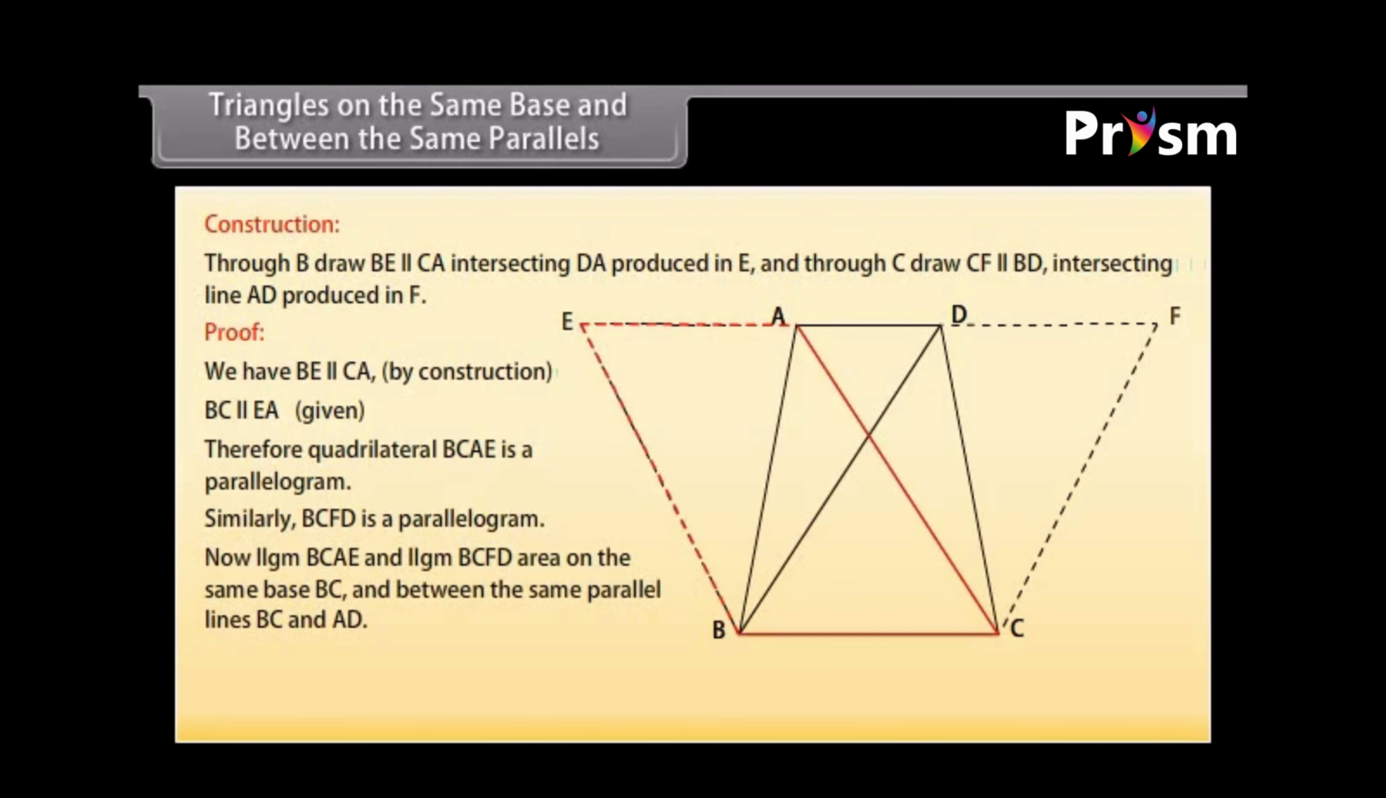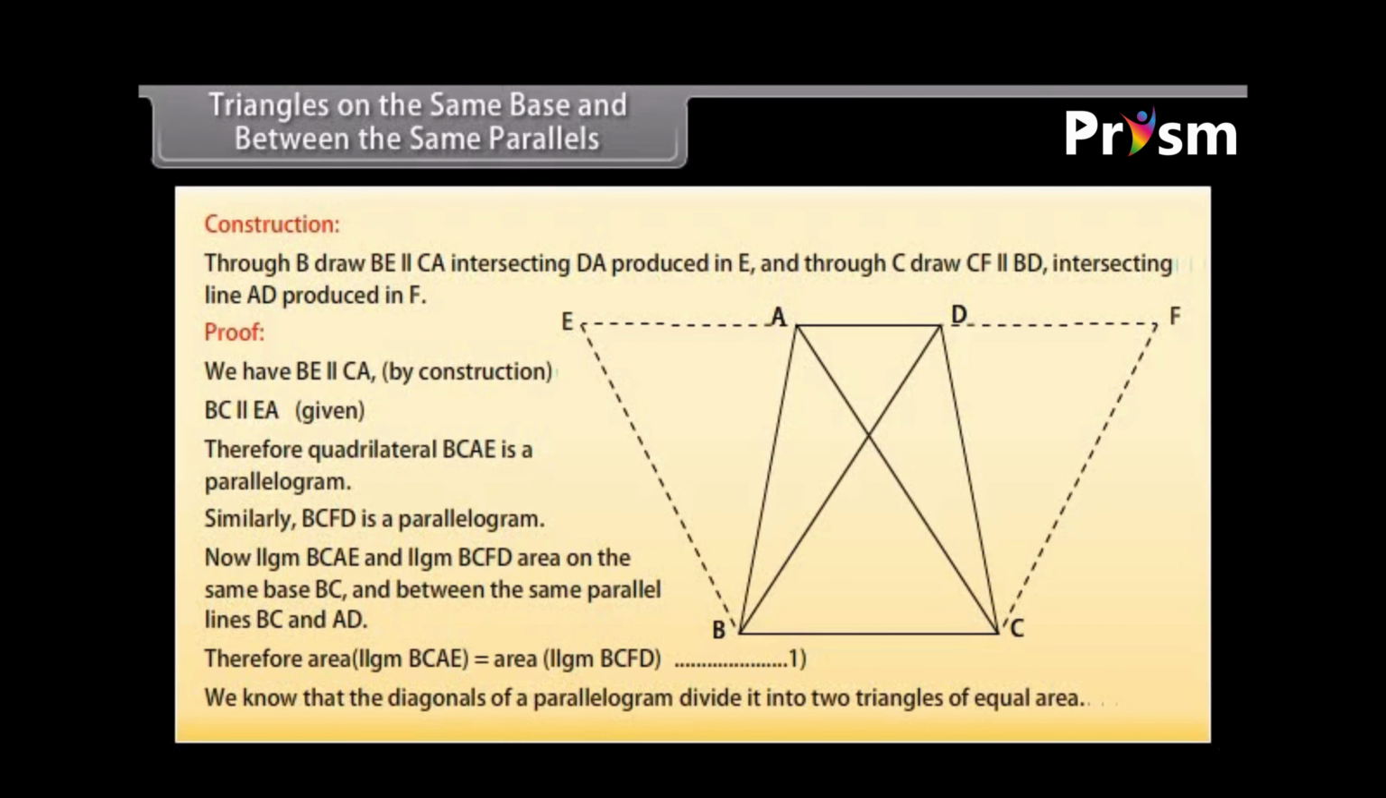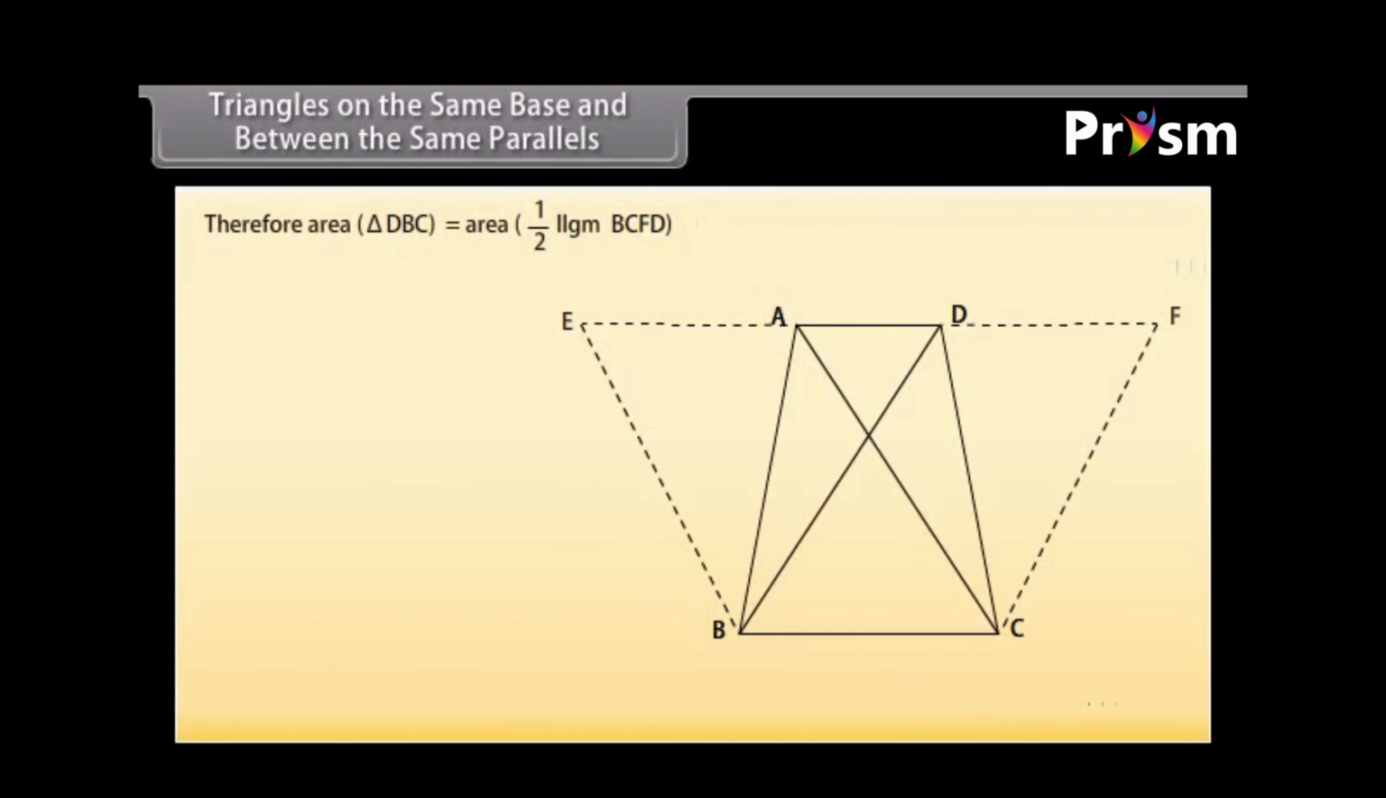Now parallelogram BCAE and parallelogram BCFD are on the same base BC and between the same parallel lines BC and AD. Therefore, area of parallelogram BCAE is equal to area of parallelogram BCFD. Mark it as 1. We know that the diagonals of a parallelogram divide it into two triangles of equal area. Therefore, area of triangle DBC is equal to half of area of parallelogram BCFD. Mark it as 2. And area of triangle ABC is equal to half of area of parallelogram BCAE.